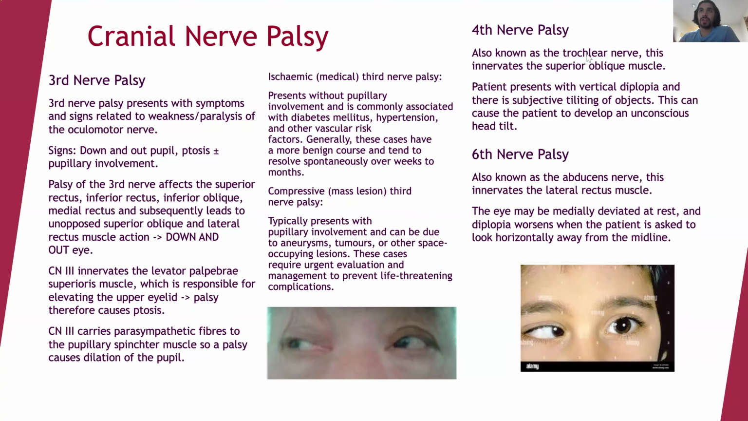Okay, so the thing about all of these is what they innervate, and if they're not working, what happens? Like I said, the trochlear moves the eye down. If that's a fourth nerve palsy, then the eye is going to move upwards, isn't it? So they get vertical diplopia, and it causes the patient to develop an unconscious head tilt because they're trying to look down, but they can't. And the sixth nerve palsy is the abducens nerve. This moves your eyes laterally, so it might cause the eye to be medially deviated, like in this picture.